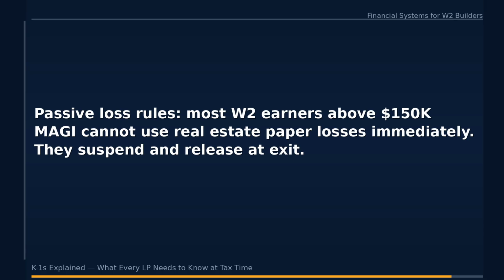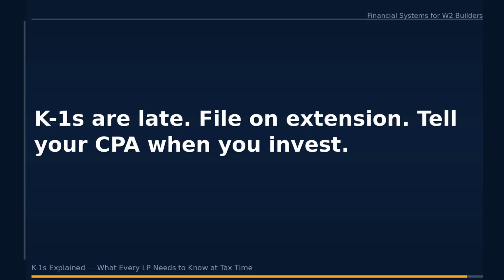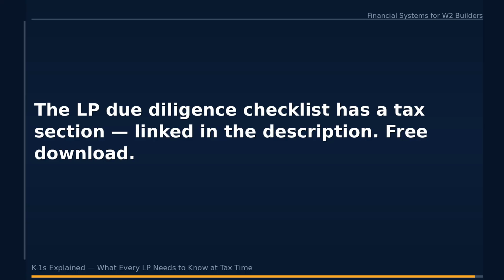Cost segregation accelerates depreciation into early years. Real estate professional status unlocks passive losses for qualifying investors. The bar is real. K-1s are late. File on extension. Tell your CPA when you invest.